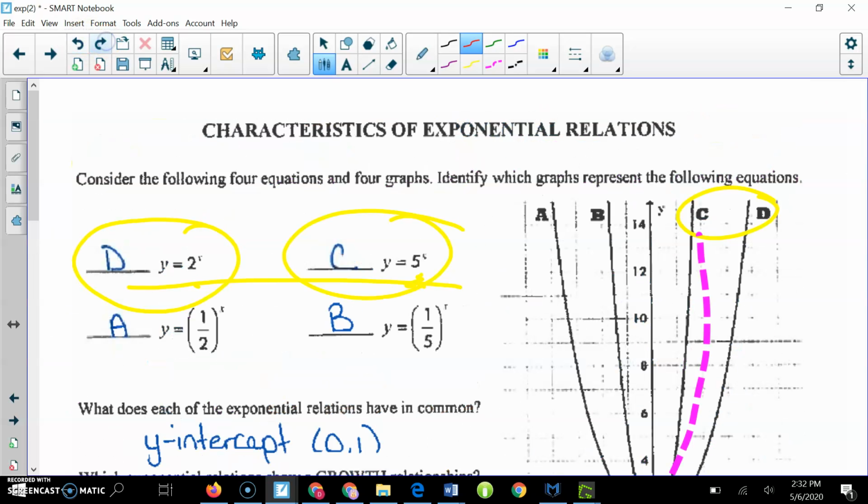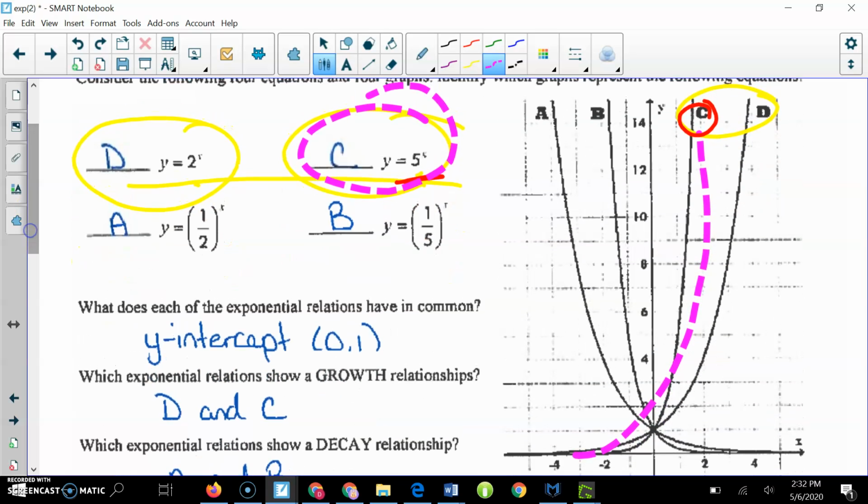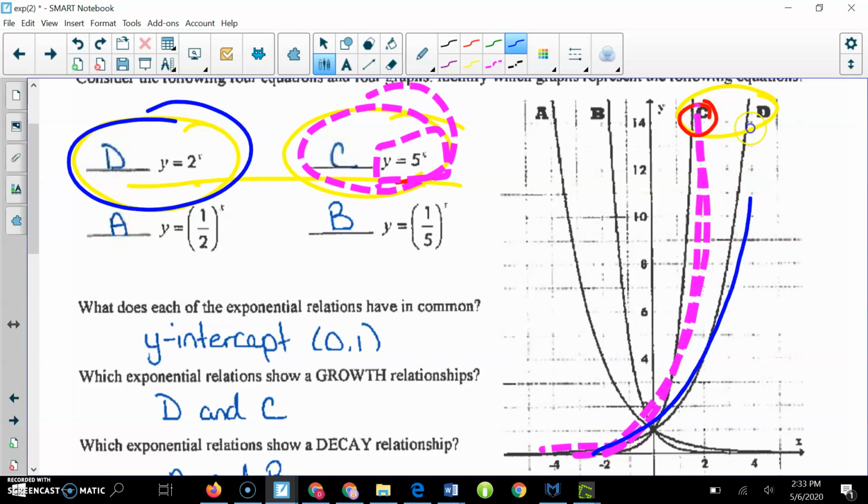Well, we know that this is this one. Okay? And the reason that one is the purple one, we'll call it, is because it is bigger, so it is steeper. The bigger the base, the steeper the curve. So exponential growth with a big number has a steeper curve. This guy here, we'll go blue, is going to be the other growth, less steep. Okay, if we had 10, it'd be like this. If we had 1.3, it'd be like that. Got it? Good. Okay, so that's the growth.